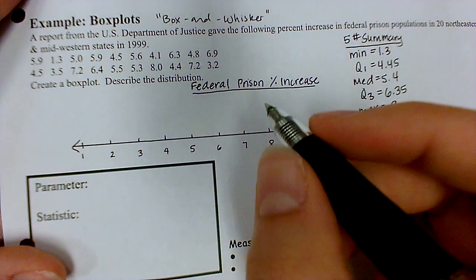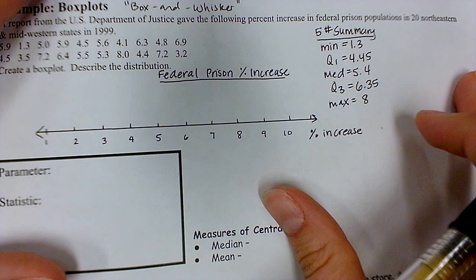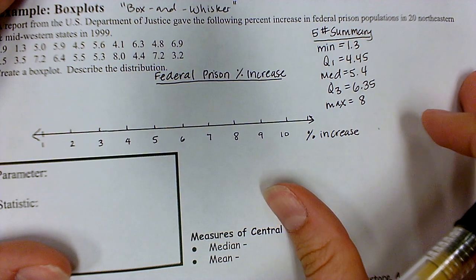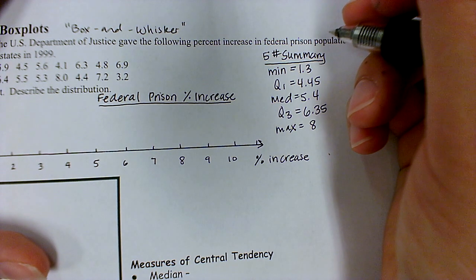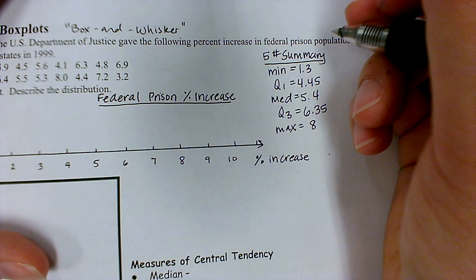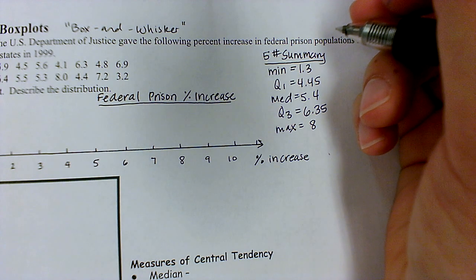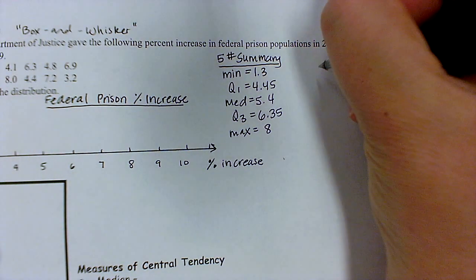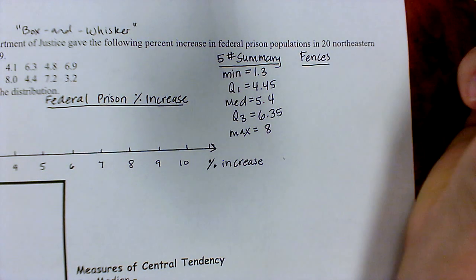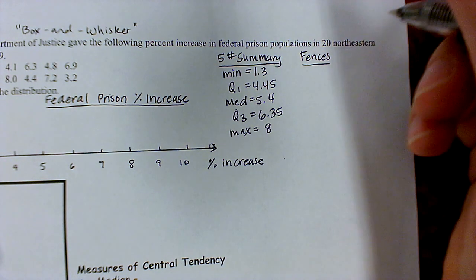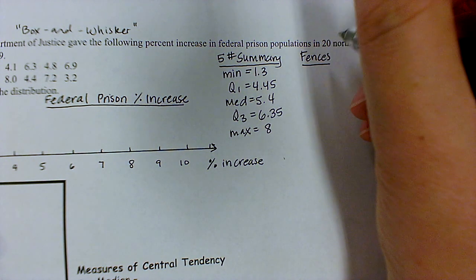So now I'm going to compute one more thing before I start graphing, and that is that I want to find the fences. What are fences? Fences are going to help me know where my outliers are. So in order to compute a fence, I'm going to write the word fence here. Anything beyond the fence boundaries is going to be considered an outlier.